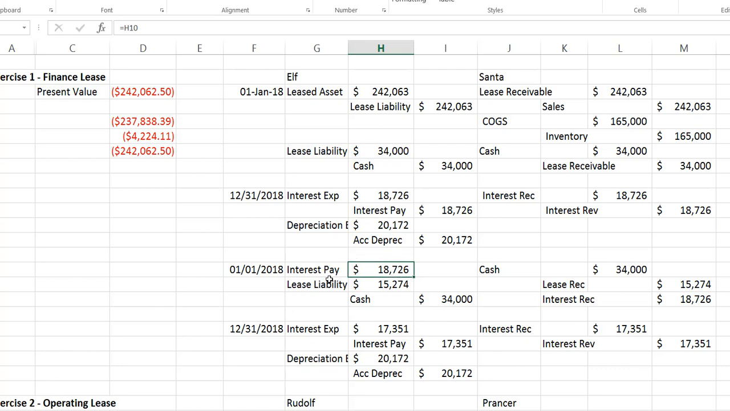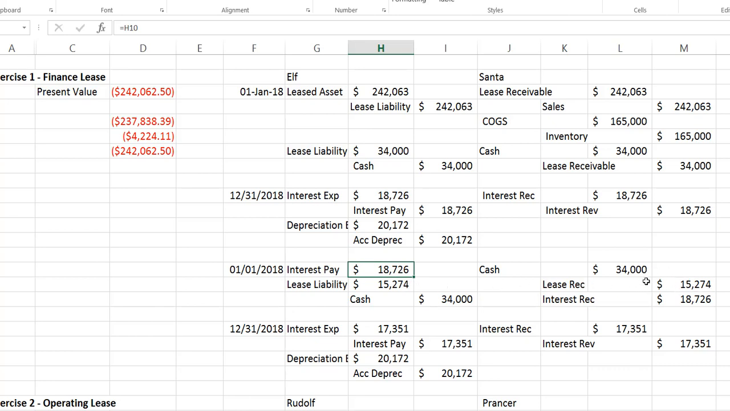The first day of the new year, we're going to make our payment of $34,000. That's going to debit this interest payable that we recorded at the end of last year. This should say 1/1/2019, and debit the liability to reduce the liability.